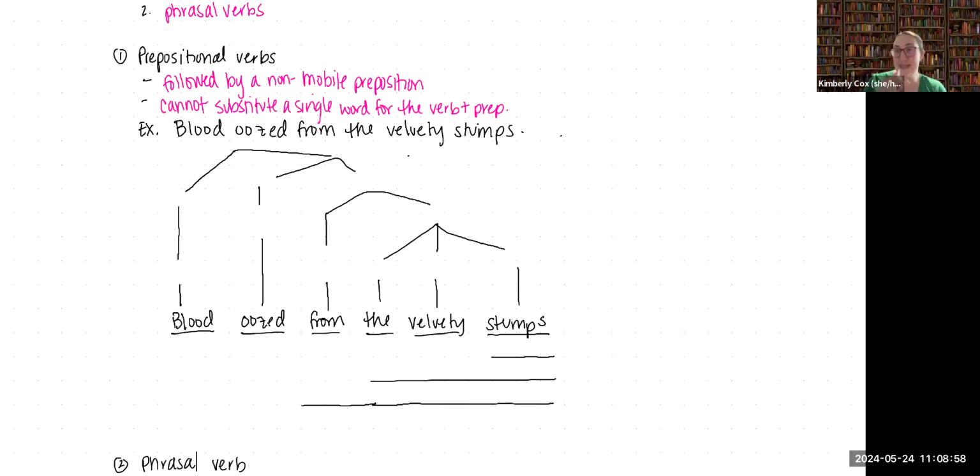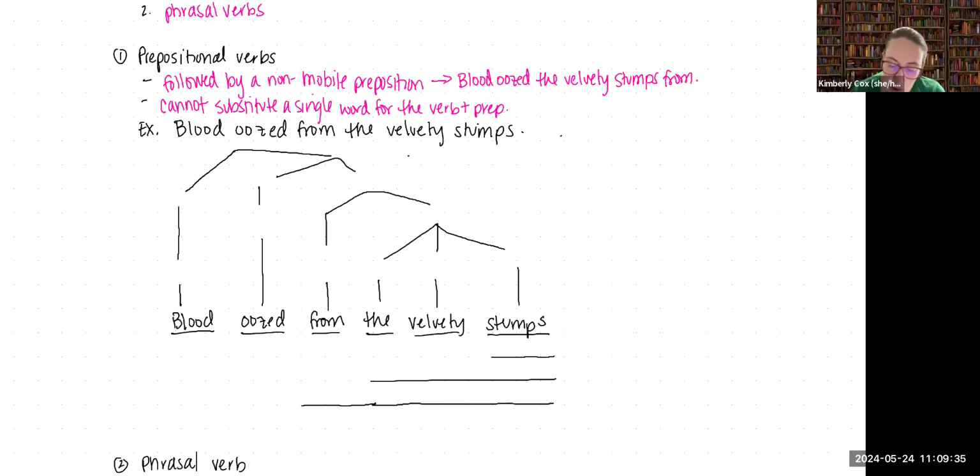What I will do is I'm gonna show you what I mean by each of these really quickly here. So in terms of being followed by a non-mobile preposition, if you look at the sentence below, blood oozed from the velvety stumps. We would not be able to say blood oozed the velvety stumps from, right? That just doesn't work, which means that that preposition is not mobile.